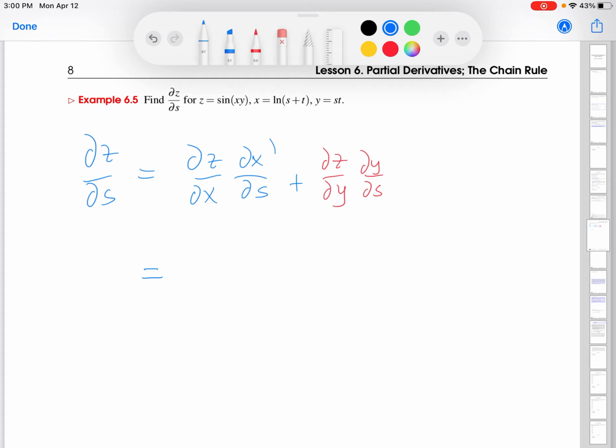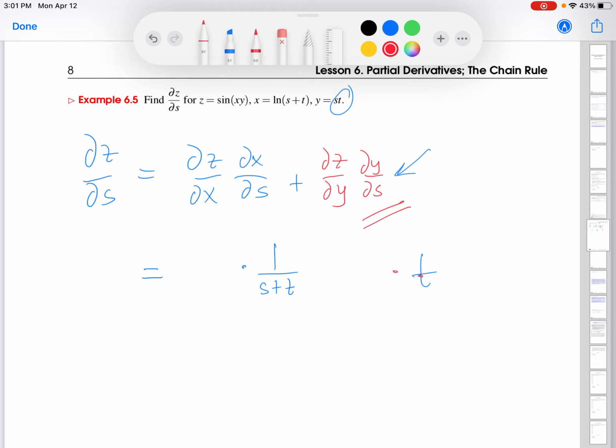What I'm going to do is calculate partial x, partial s first. This is a logarithm, so that derivative is 1 over s plus t. And then I'm differentiating s plus t with respect to s. I just get 1. Remember, there t is a constant because I'm doing partial with respect to s. Similar thing over here. What if I want to calculate partial y with respect to s? Well, then t is a constant. So this might as well be like 4s, and the derivative would just be 4. Here t is playing the role of that constant 4. So partial y, partial s is just t.